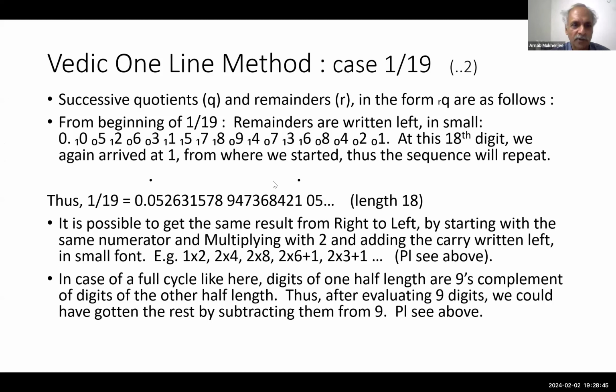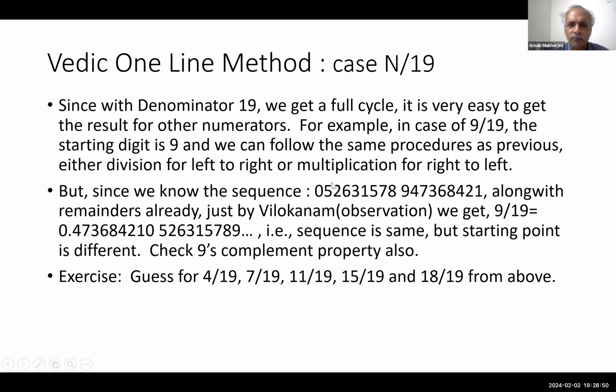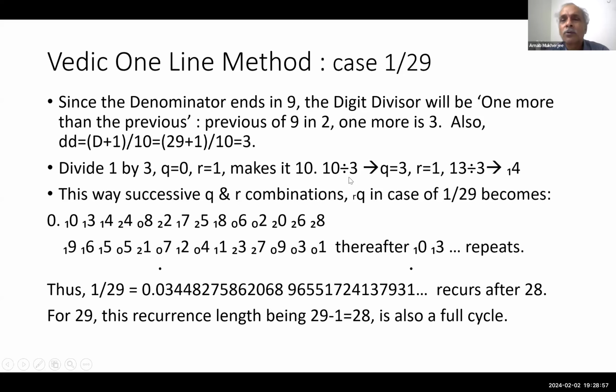Now this is about this 19. Whatever I told by voice is all written here. Now I come to 29. So for 29, what is my digit divisor? Again, 1 more than the previous. Previous of 29 is 2, and 2 plus 1 is 3. So the digit divisor is 3.